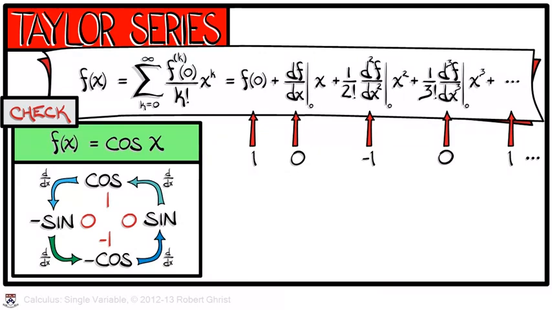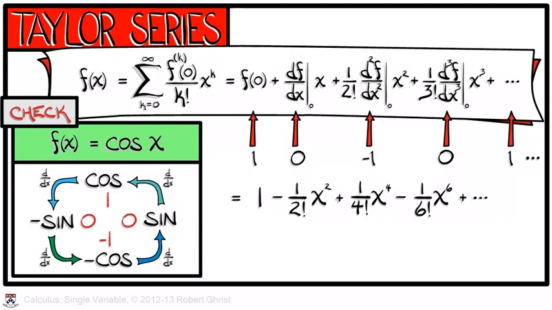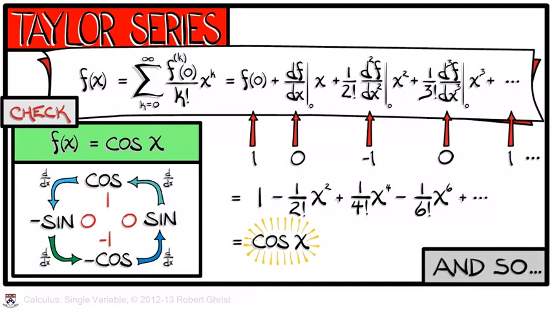f at 0, that is cosine of 0, is 1. The derivative at 0 is 0. -1, 0, 1, and the pattern continues. When we simplify this expression, we see that all of the odd degree terms have 0 coefficients, leaving us with only the even degree terms in this series, and with the now familiar alternating signs, giving us our familiar expression for cosine of x.